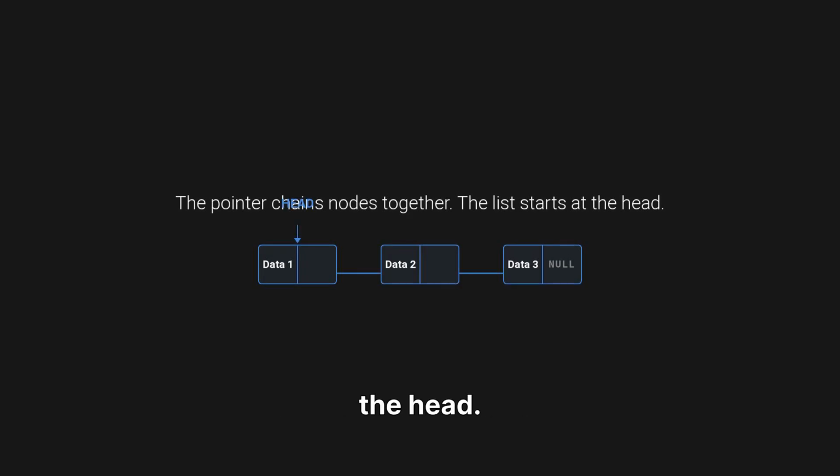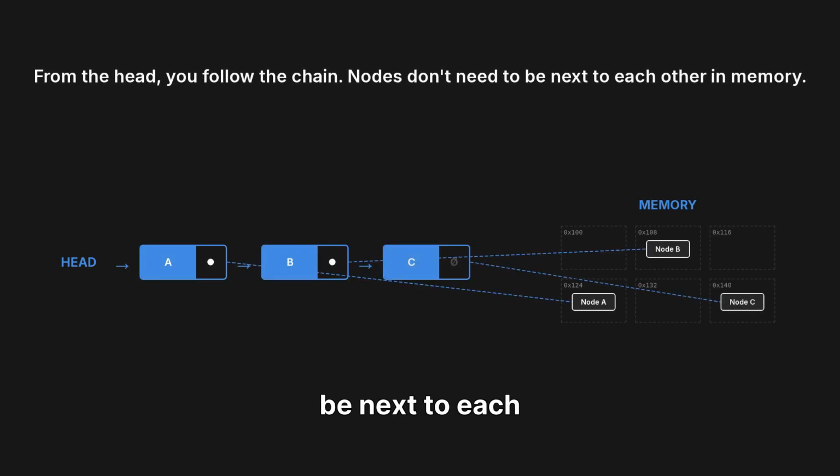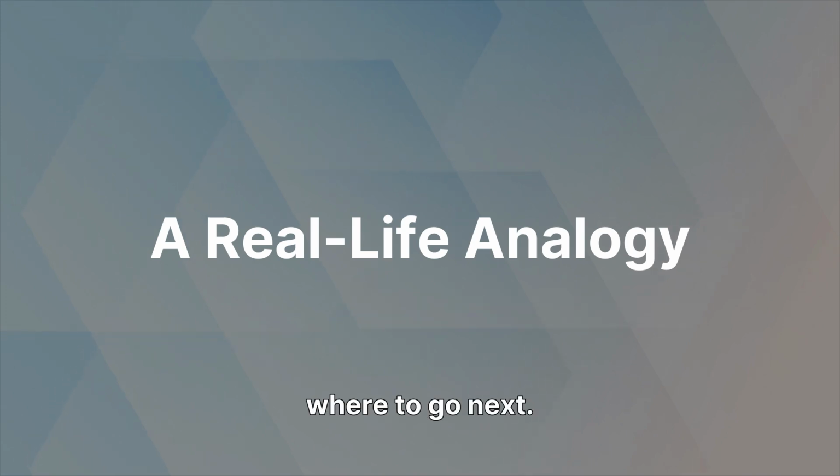The list starts at the head. From the head, you follow the chain. Nodes don't need to be next to each other in memory. The pointer tells you where to go next.